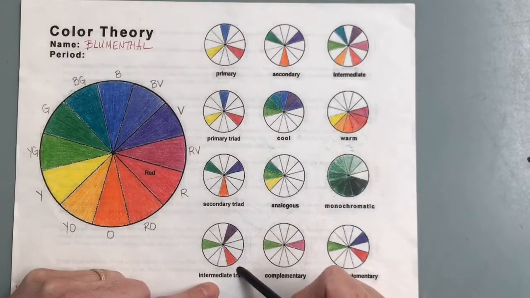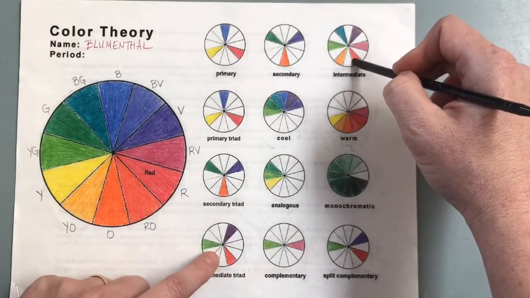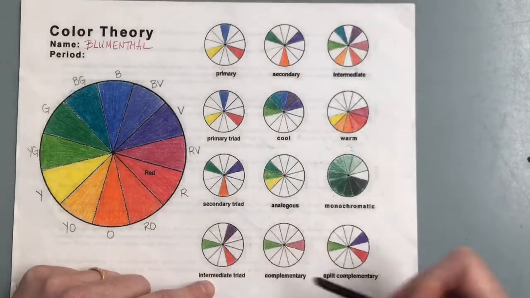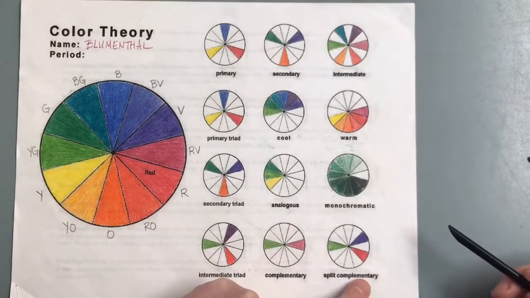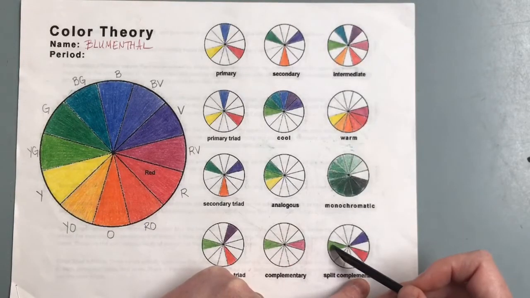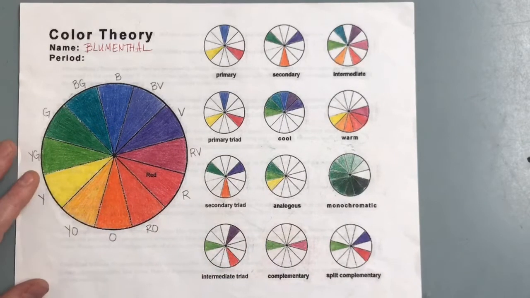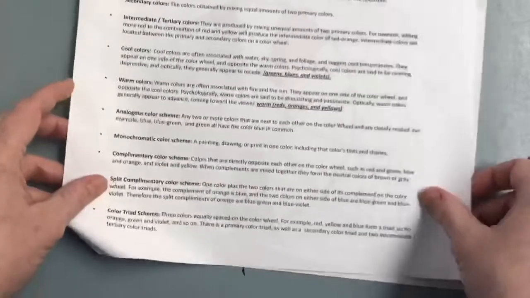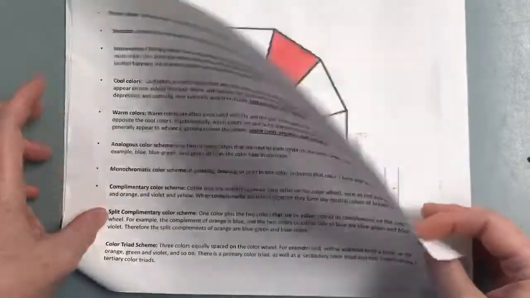Intermediate triad, this is kind of a repeat of that one, except you're only choosing 3. And if it's a triad, they have to be equal distance apart. Complementary, any 2 opposites, any 2. Split complementary, start with whichever color you would like to, and then split that complement. You will find a page of definitions included in the packet. Feel free to read through those for help.